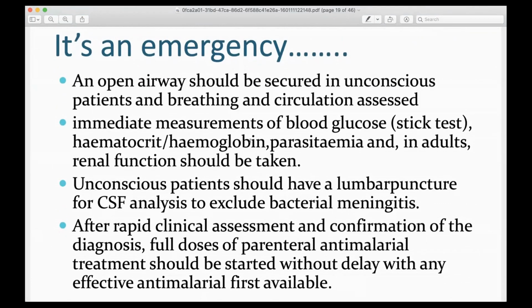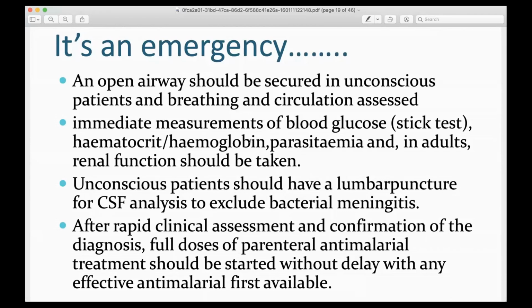You have to support the organ. You have to support the airway, breathing, circulation. If needed, intubation and ventilation are mandatory. And also you have to check and maintain the blood glucose, because malaria causes hypoglycemia, and the malarial treatment, chloroquine or quinine, also causes hypoglycemia. So remember, glucose monitoring is very important in treating the malarial patient.